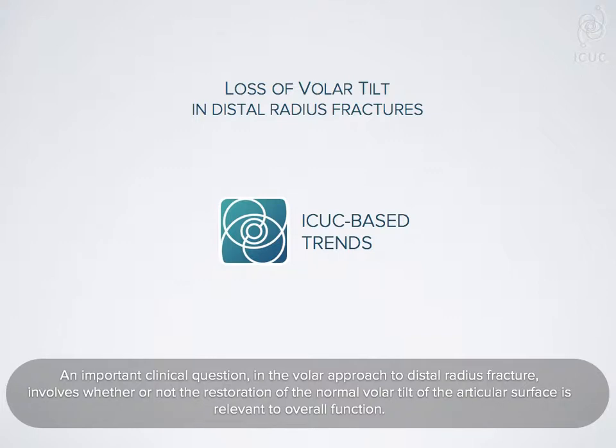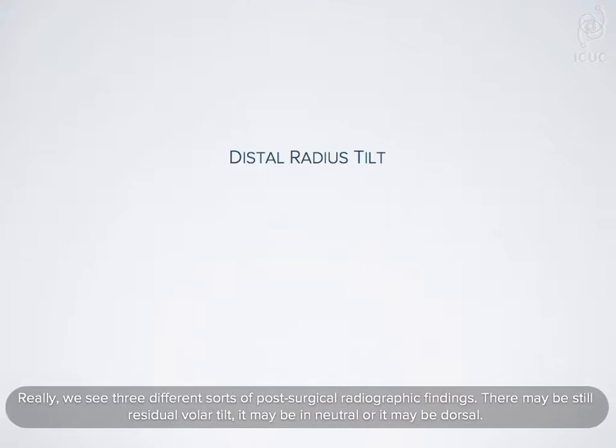An important clinical question in the volar approach to the distal radius fracture involves whether or not the restoration of the normal volar tilt of the articular surface is relevant to overall function. Really, we see three different sorts of post-surgical radiographic findings. There may be still residual volar tilt in neutral, or it may be dorsal.